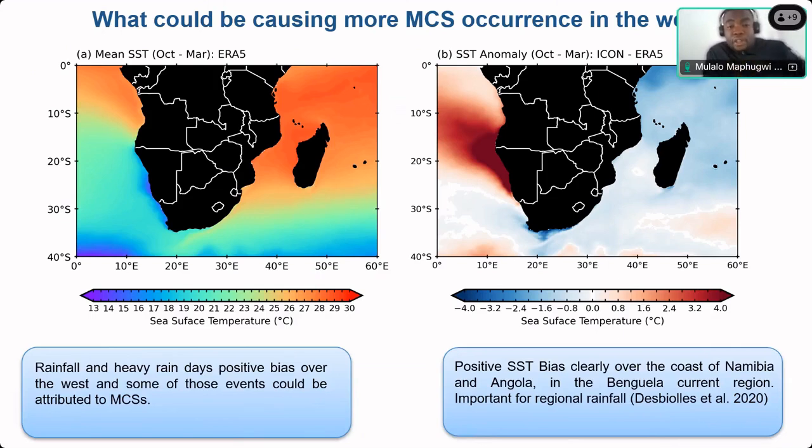Clearly, there is a very, very warm SST bias over the Benguela current region, which is a region that is important for rainfall. This SST bias could be contributing to more MCSs being simulated over the western part of Southern Africa in ICON than what is actually observed. So there's still more that we're doing when it comes to these systems.